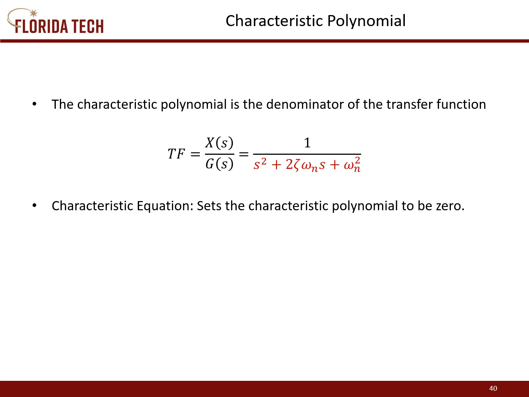So once we have the transfer function, we're going to look at the denominator. The characteristic polynomial is going to be the denominator of the transfer function, and the characteristic equation is taking that polynomial and setting it to 0.